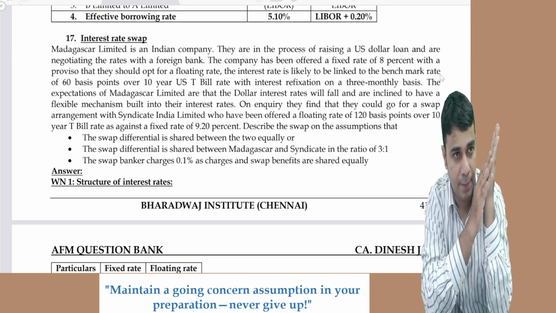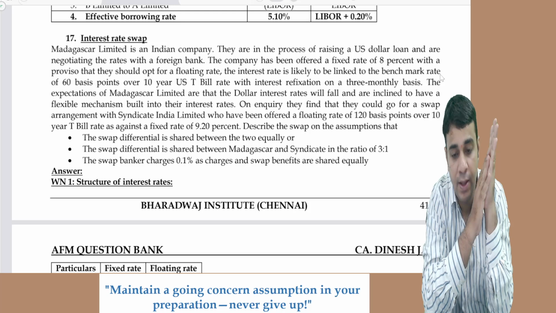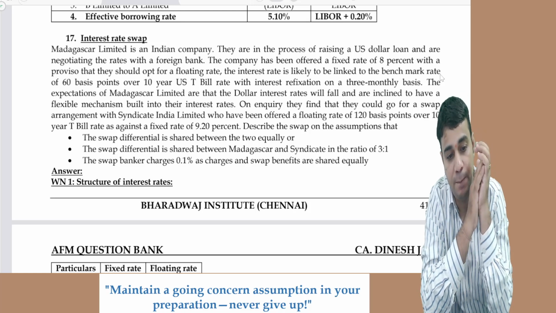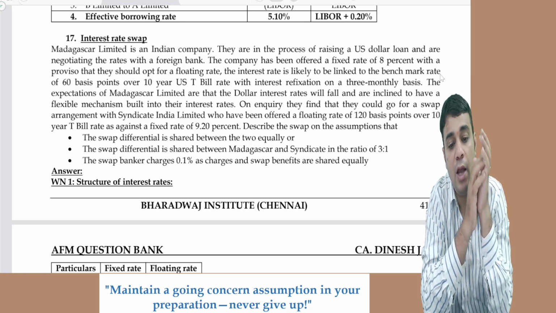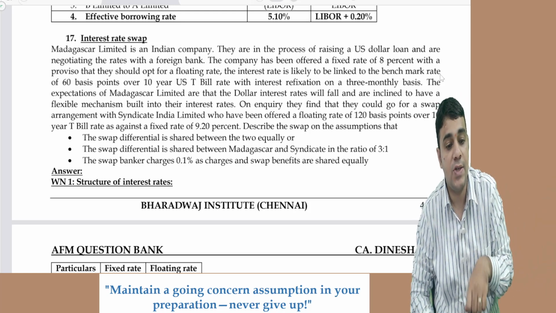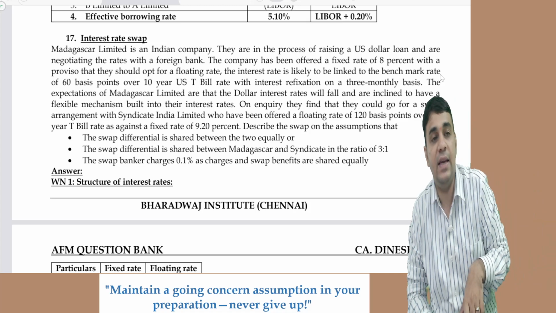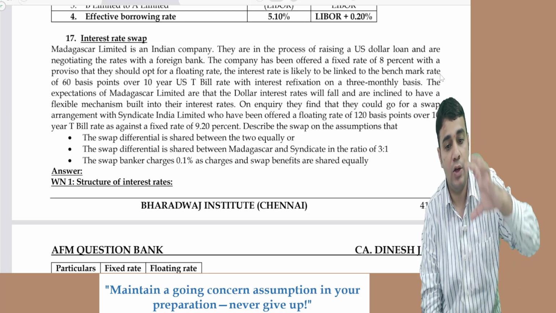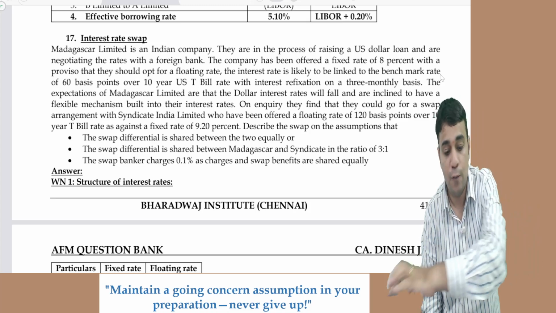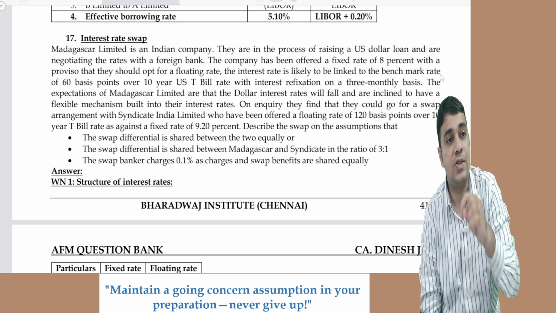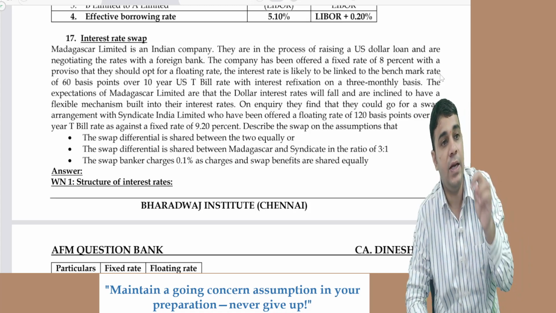I'll parallelly read the example. Madagascar Limited is an Indian company. They are in the process of raising a US dollar loan and are negotiating rates with a foreign bank. The company has been offered a fixed rate of 8% with a proviso that if they opt for a floating rate, the interest rate will be linked to a benchmark rate of 60 basis points over the 10-year US Treasury bill rate. That is, you can go for fixed loan 8%, floating loan treasury bill rate plus 60 basis points. Clear?